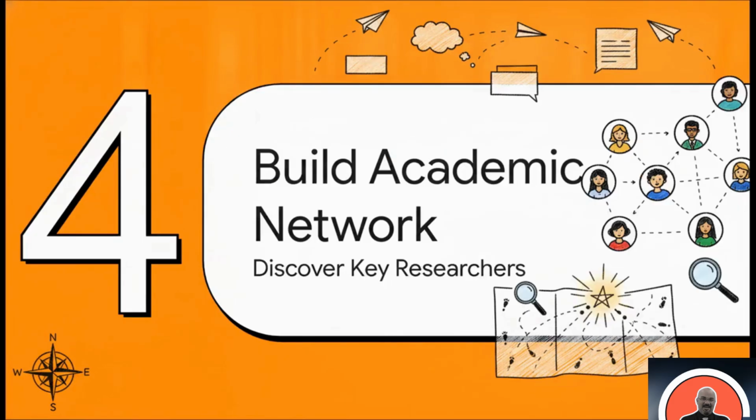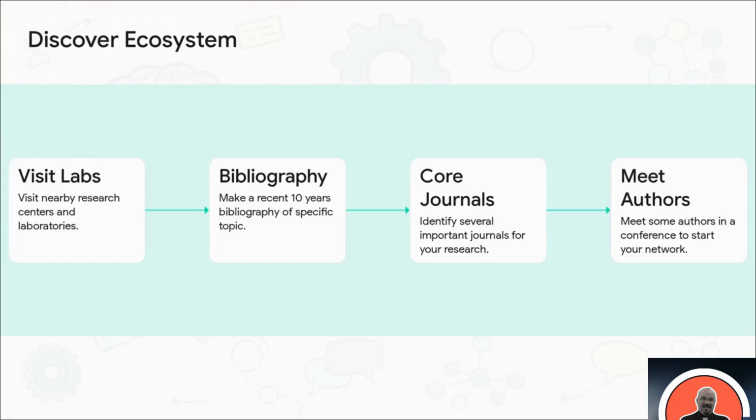Finally, Section 4, building your academic network and discovering key researchers. Here is a highly actionable 4-step blueprint for discovering your ecosystem. Step 1. Start local. Go visit nearby research centers and labs right at your own institution. Step 2. Put together a 10-year bibliography of your specific topic so you can see exactly who has been dominating the space recently. Step 3. From that bibliography, pinpoint the core journals where this specific community actually publishes. And Step 4. Go to the conferences tied to those journals and meet the authors in person. It is literally a step-by-step networking guide.